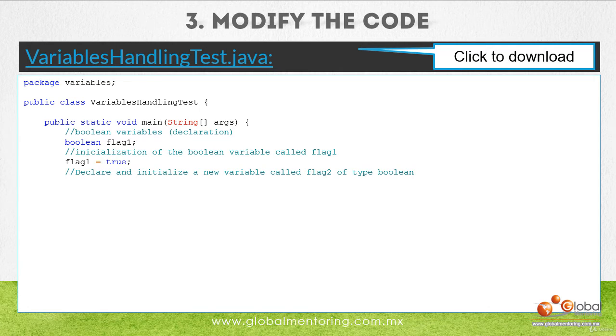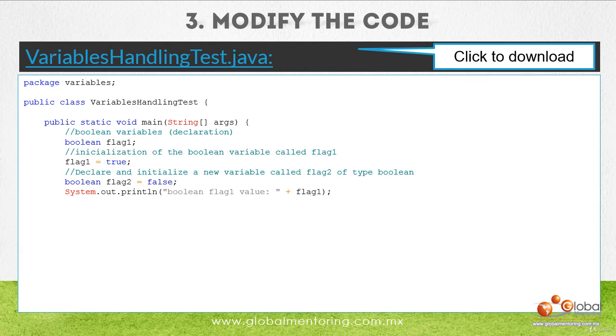After that, we declare and initialize a new variable called flag2 of type boolean. In this line, as we see, we declare and initialize this variable in the same line. So we can declare and initialize a variable in 2 lines or in 1 line. The most common use is to initialize a variable in 1 line. So we write boolean flag2 equals false. And we print these values.